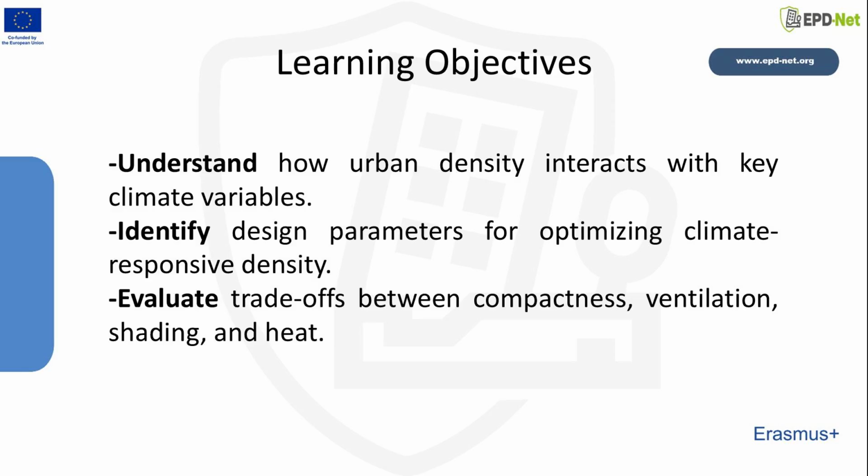By the end of this module, you will achieve three main learning outcomes. First, you will understand how urban density interacts with key climate variables. This includes recognizing how compactness, building height, spacing, and urban form influence temperature, airflow, solar exposure, and overall environmental performance.